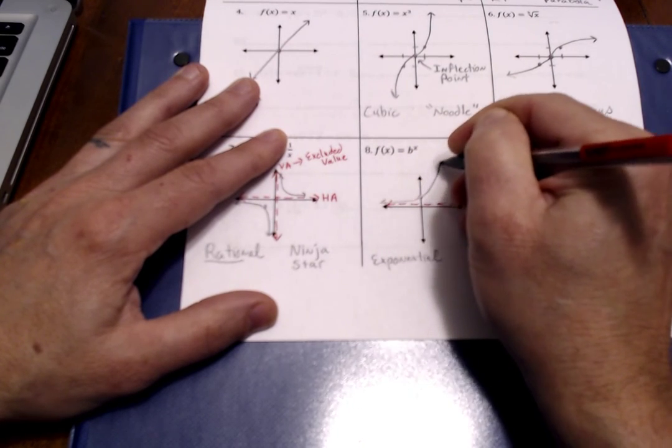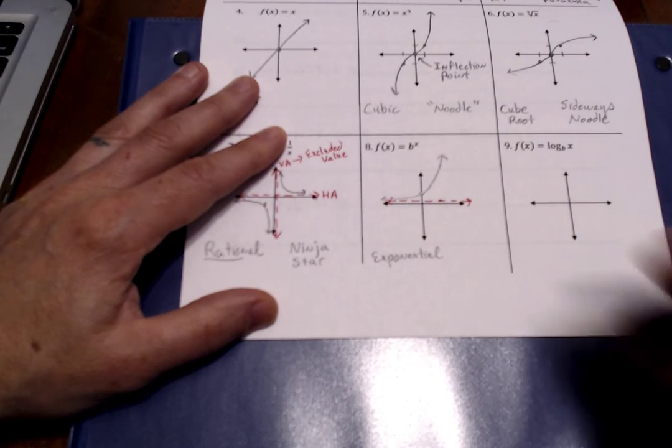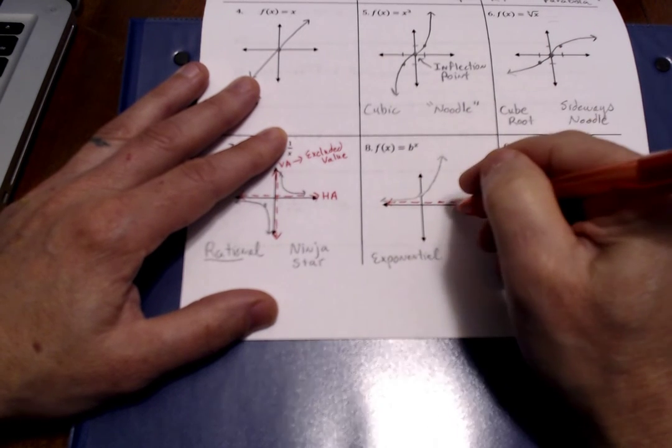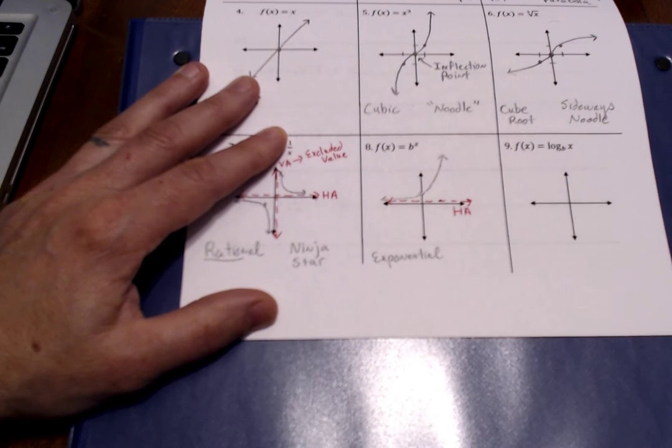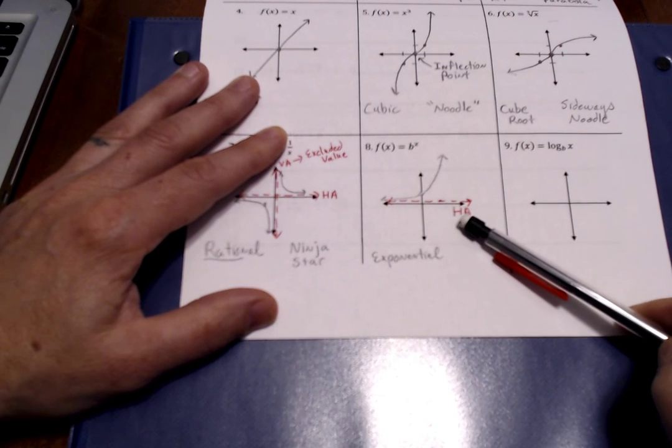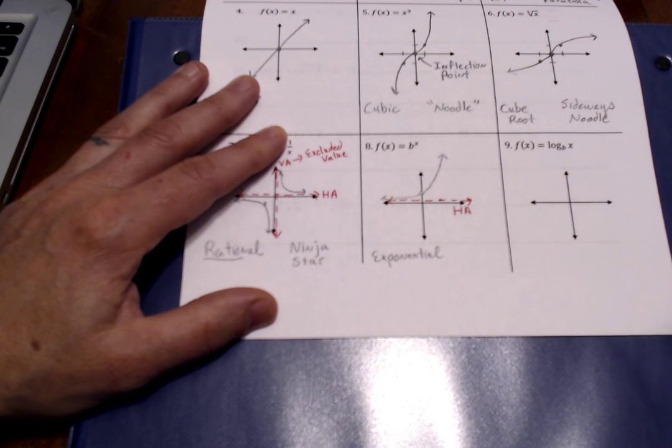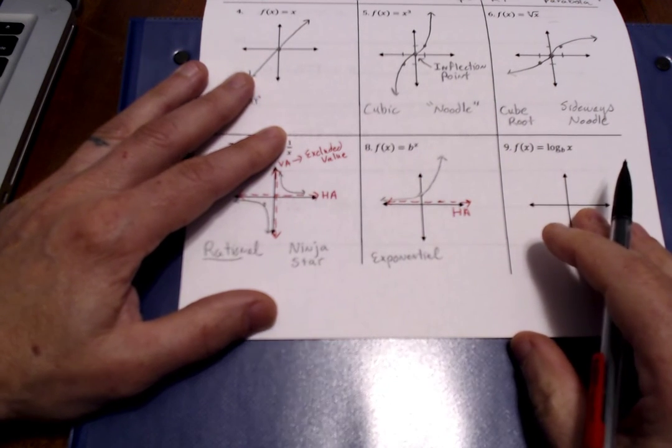And the graph for an exponential always looks like this. It has a horizontal asymptote. But you're not expected to know this one right now, or not in great detail, and we're going to go over that more. We'll have a lesson next week on this one.